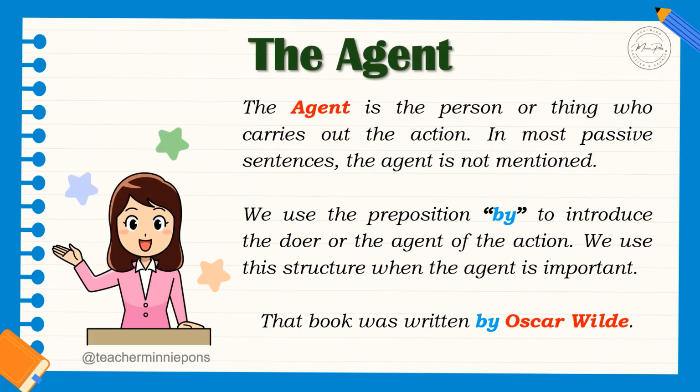Now, let's continue with the agent. The agent is the person or thing who carries out the action. In most passive sentences, the agent is not mentioned. We use the preposition by to introduce the doer or the agent of the action. And we use this structure when the agent is important. For example, that book was written by Oscar Wilde.